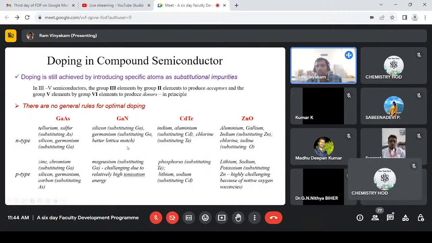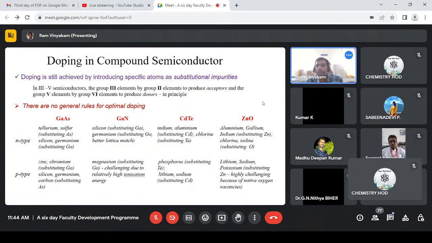Other compounds tend to oxidize, whereas this will lack oxygen. Even though we say oxide, stoichiometrically it will not be filled. That means Zn 50 and oxygen should be 50, but it won't be oxygen 50. It will be oxygen 45, 46.